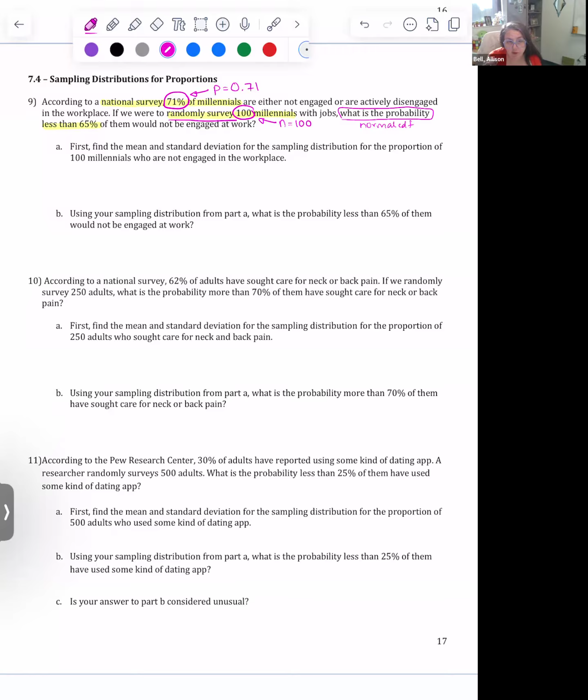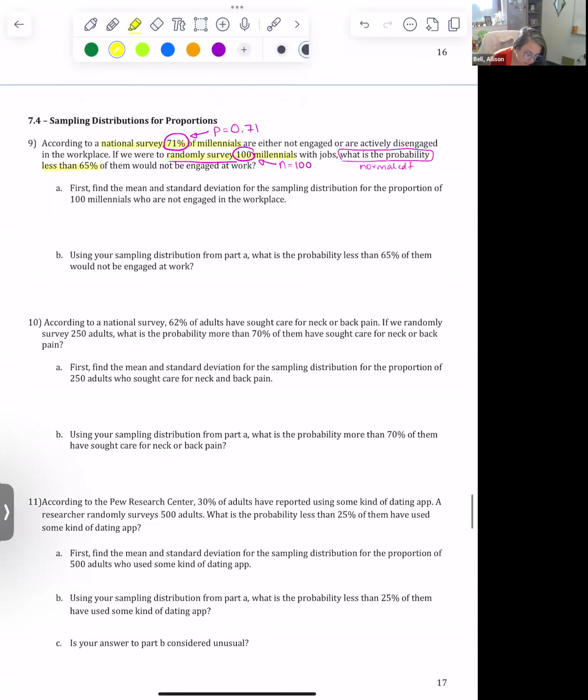Okay, now that we have that information, we're going to focus on part A, which should be telling us to make a sampling distribution first. And then in part B, we're going to be asked to use the sampling distribution to actually answer the probability question that was asked. All right, let's go to part A. First, find the mean and standard deviation for the sampling distribution for the proportion. Oh, look at the language: the proportion of millennials who are not engaged in the workplace. So the language here is even saying this is a sampling distribution for proportions.